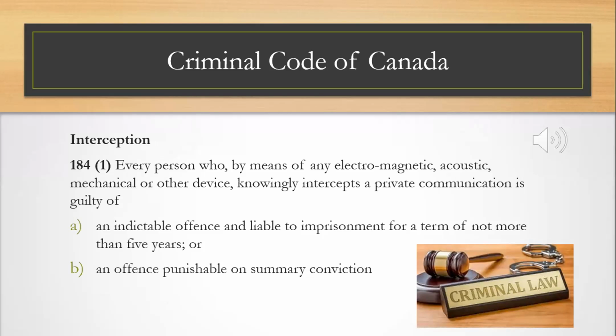The Criminal Code of Canada. Interception. Section 184(1). Every person who, by means of any electromagnetic, acoustic, mechanical, or other device, knowingly intercepts a private communication is guilty of (a) an indictable offense and liable to imprisonment for a term not more than 5 years, or (b) an offense punishable on summary conviction.